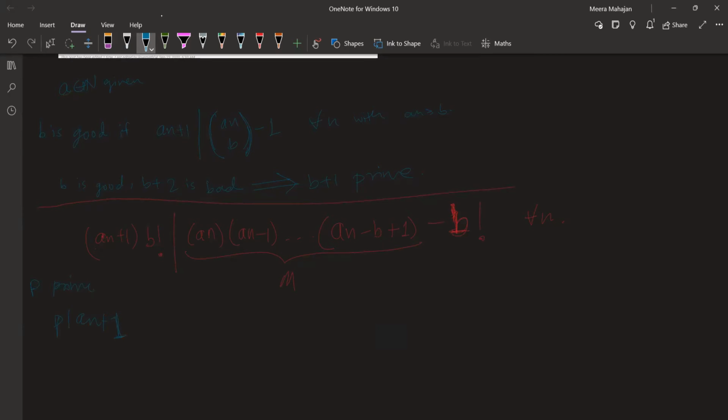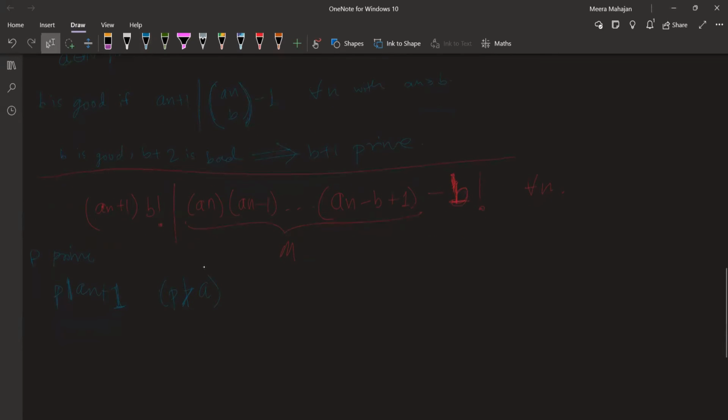When can you do so? For all n, we are going to pick some n. What would be the condition? Can't we always pick n? No. P does not divide A. If P divides A, you cannot pick. Oh, right. So what do you get from here? You get that P divides this, and hence P will divide a_n minus 1, all up to a_n minus b plus 1, minus b factorial.